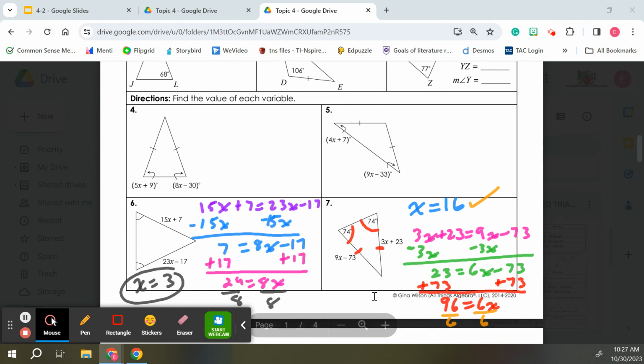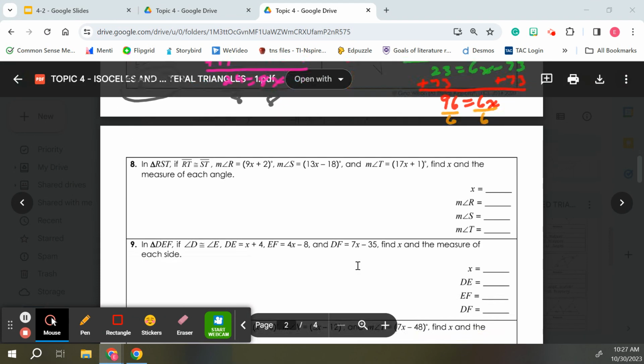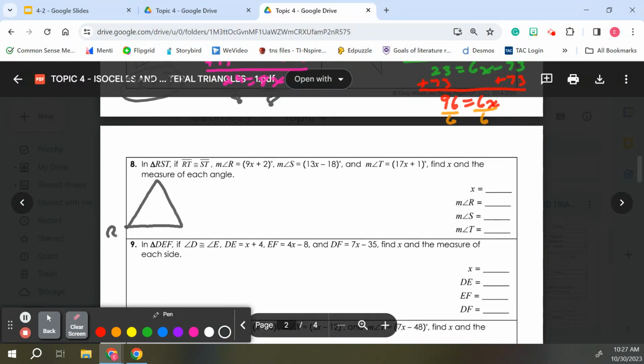All right, let's take a look at number 8. Number 8 says in triangle RST. I'm going to draw a triangle because there's nothing here. Triangle RST. They're saying RT is congruent to ST. So this is congruent with this. So those are my two side lengths. That means this angle is congruent with that angle.